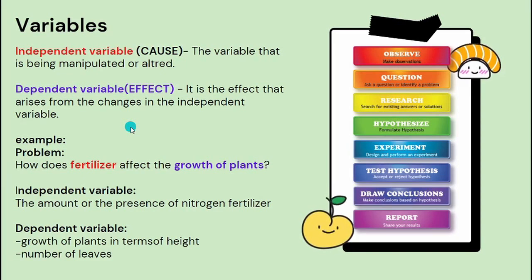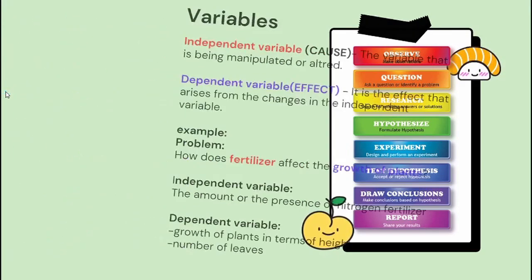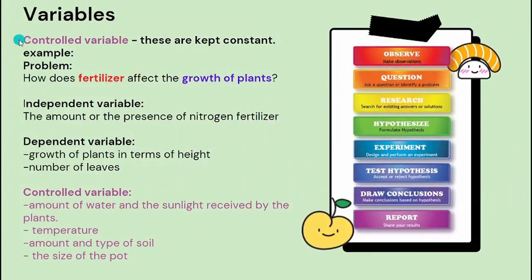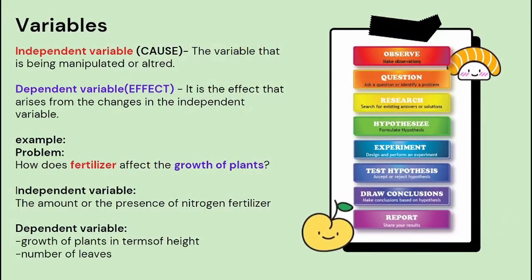There are three very important variables. The first one is the independent variable. The second one is the dependent variable. And the third one is the controlled variable. Now, let's talk first about the independent variable. Para mas madali, we can call this the cause, and the dependent variable is the effect. The independent variable is the variable that is being manipulated or altered. Ito ang materials sa isang experiment na dapat magkakaiba or binabago.